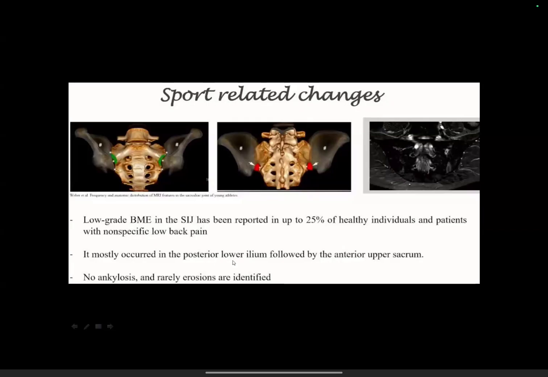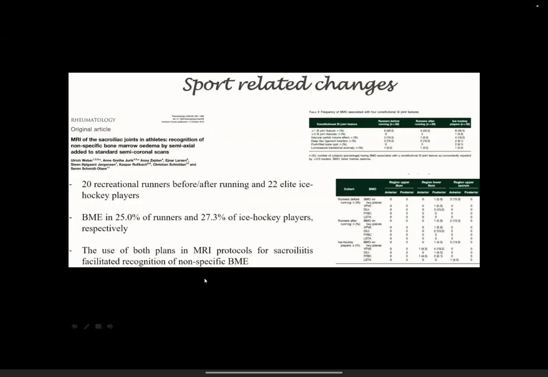And it commonly occurs mostly in the posterior lower ilium, followed by the anterior upper sacrum. There is obviously no ankylosis and rarely any erosion. So again, sports-related studies are more often done outside, and more extreme sports are played outside.